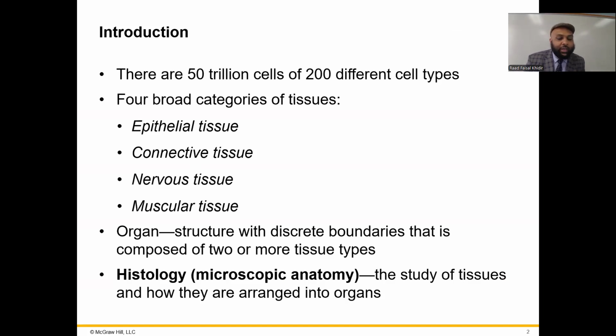And an organ is a structure with discrete boundaries that is composed of two or more tissue types. And histology is when we study the anatomy that is not gross. So we have gross anatomy, that is cadaver anatomy, that is anatomy of the naked eye. Yes.